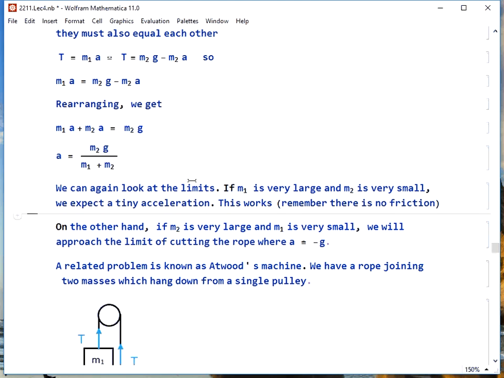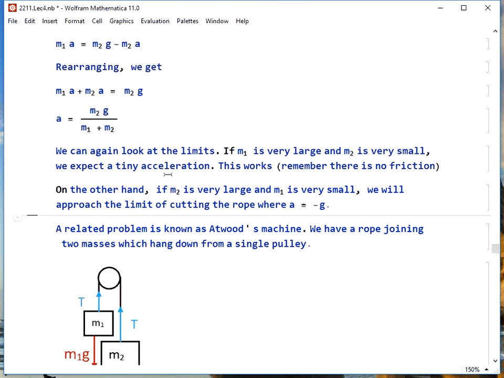If we look at the limits, if m1 is very, very large and m2 is small, we'll only get a tiny acceleration. Now, in the real world where we had friction, we probably won't get any acceleration in that case, but remember, we don't have friction yet. On the other hand, if m2 is huge and m1 is small, we still have the limit that m2 will not fall faster than g no matter what we do with m1. It'll always be slower, even if it's just a little bit slower.